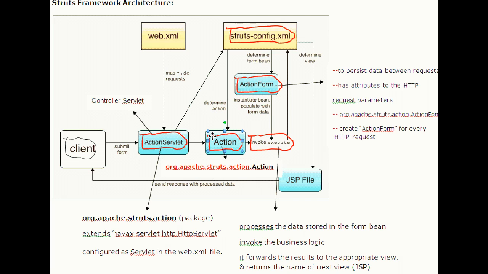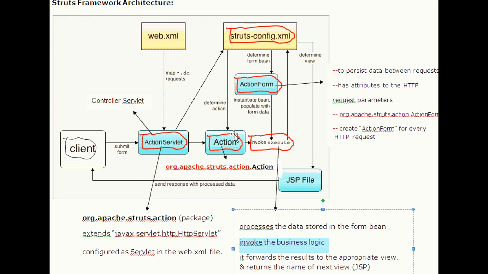Next one is the action class, which resides in the org.apache.struts.action package. Action class has one method called execute. What is the function of the action object? The action object processes the data stored in the action form bean by using its execute method. It invokes the application's business logic. Action object acts as a wrapper around your business logic and provides an interface to the application's model layer.